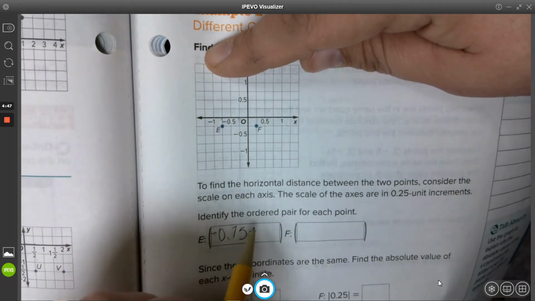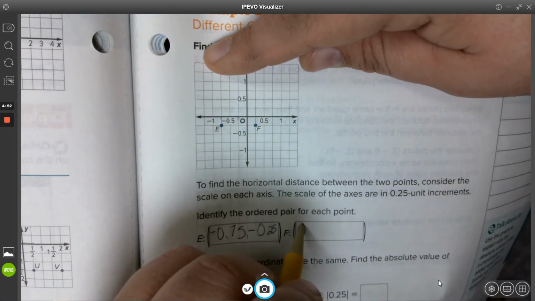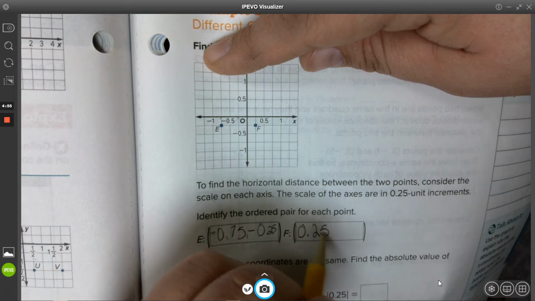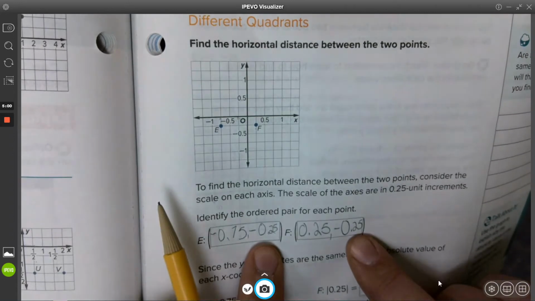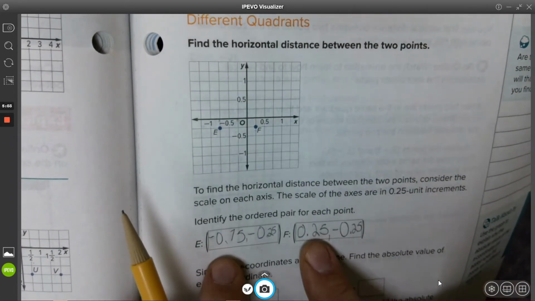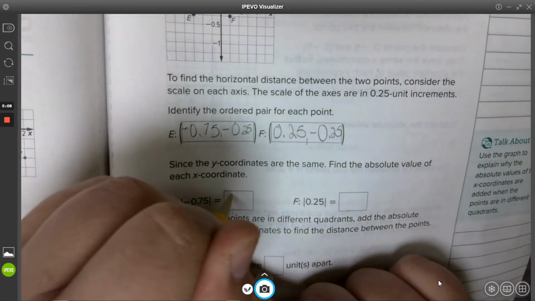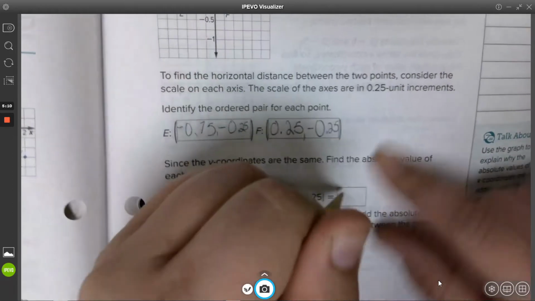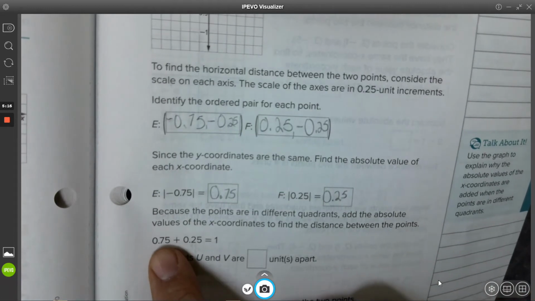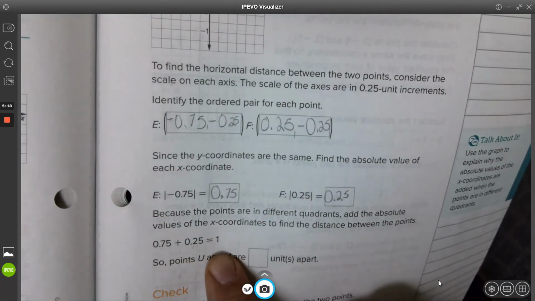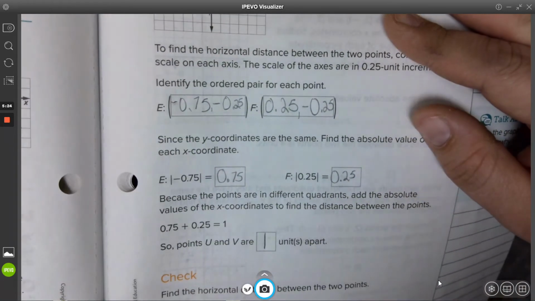And -0.25. F would be +0.25 and -0.25. So our y's are the same. So we're going to compare the x's. So first thing, finding the absolute value of this would be 0.75. Absolute value of this, 0.25. And then we add them together. 0.75 plus 0.25 is a positive 1. So U and V are 1 unit apart.